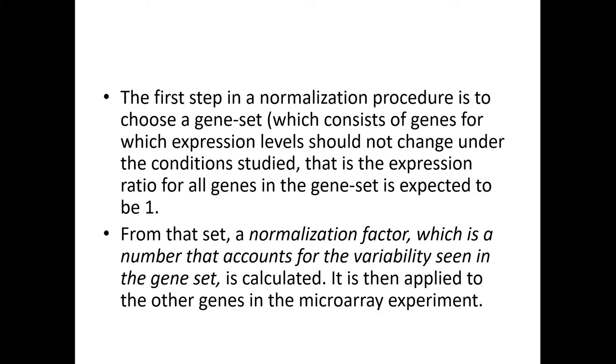What is the first step? We have to choose the housekeeping gene set, which consists of genes whose expression level should not change under the condition studied. That is, the expression ratio for all the genes in the gene set is expected to be 1. So that will be the housekeeping gene set, and we have to choose it. All these genes will show an expression ratio of 1. From that set, a normalization factor is calculated.